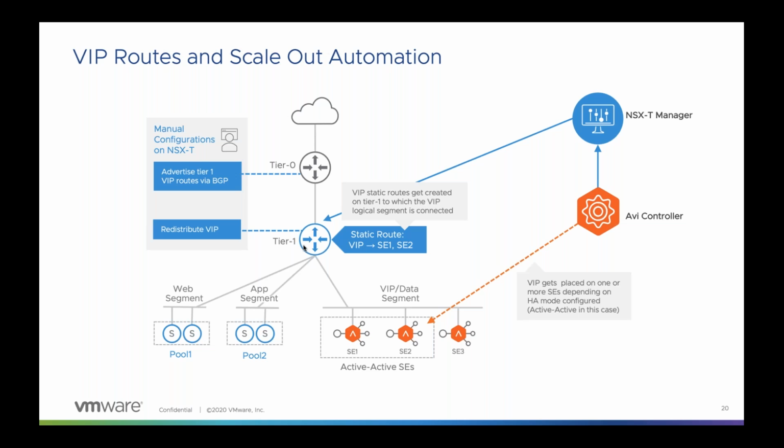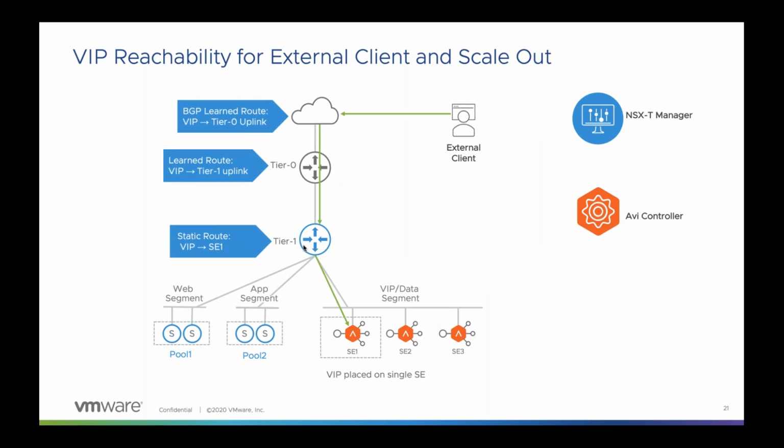This way, whenever an external client makes a request for your application, it gets routed over the external network to the tier 0, and the tier 0 forwards it to the tier 1, and tier 1 has the VIP route which sends it to the correct SE.